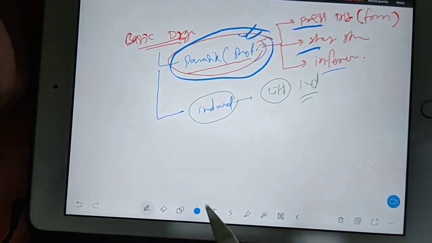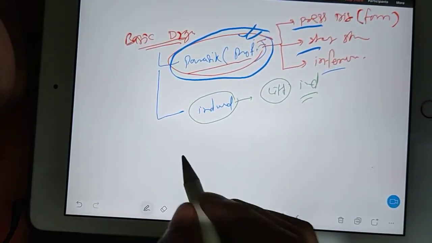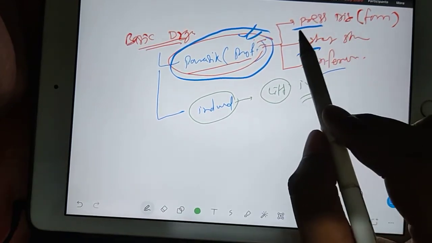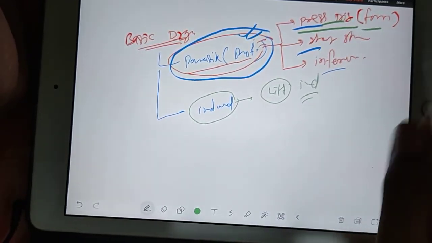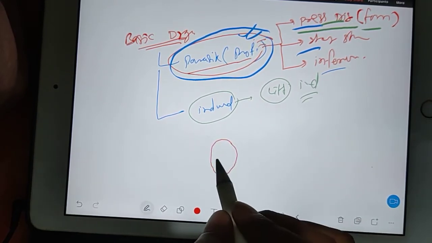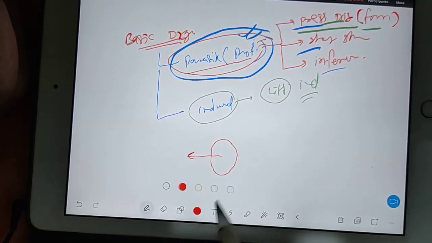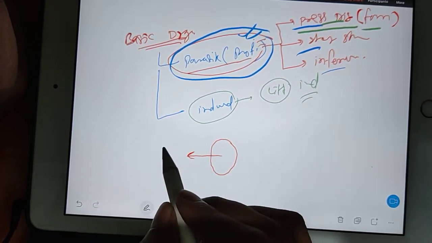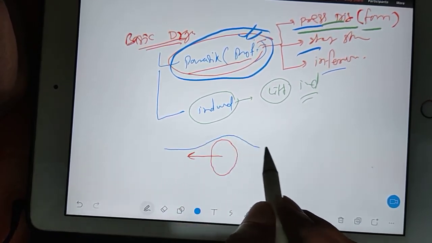Let's understand what this is. Actually see, when you talk about pressure difference, what does it mean? Imagine you have a sphere. This sphere is trying to flow in this direction. So your streamline will be like this.